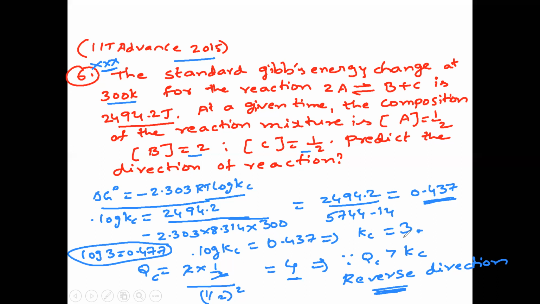Since Kc is approximately 3 and Qc is exactly 4, Qc is greater than Kc. Since Qc is greater than Kc, the reverse direction takes place. The reaction will proceed in the backward direction, because Q is greater than Kc. So in this way, you'll get the answer. These are the important concepts in this class.